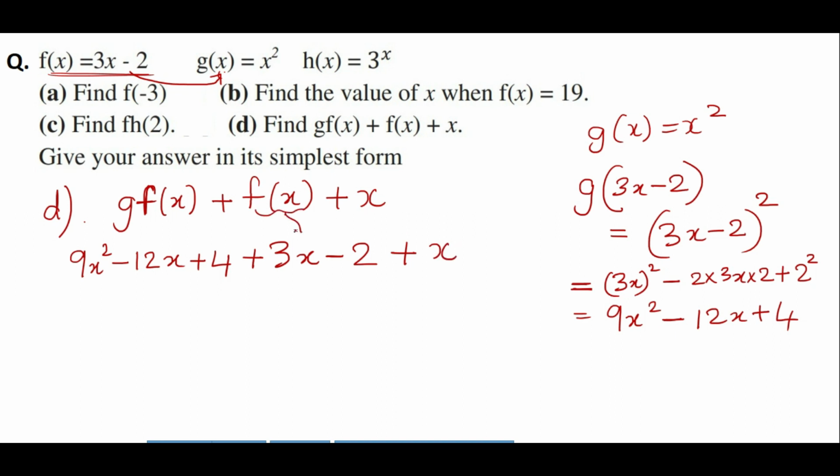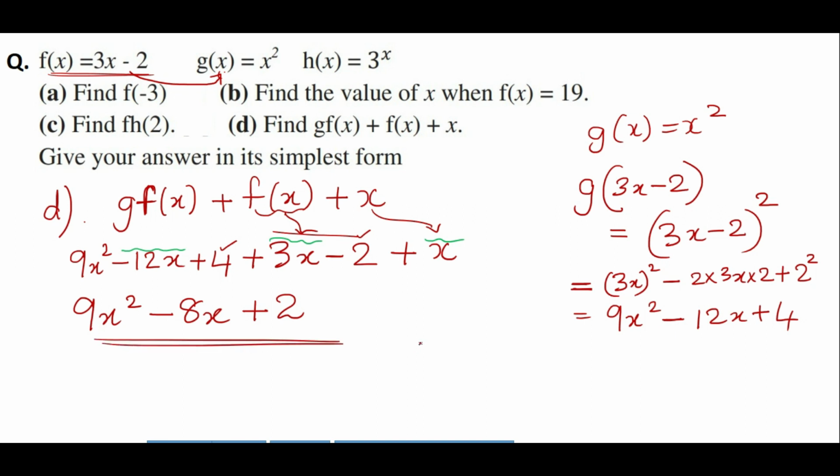So I have all my part done. It's just simplification that is left. The 9x squared term, and I have a 12x, a 3x and an x. So minus 12 plus 3 plus 1, giving me a minus 8x. And I have a 4 and a minus 2, so 4 minus 2 giving me a plus 2. This is the final answer.